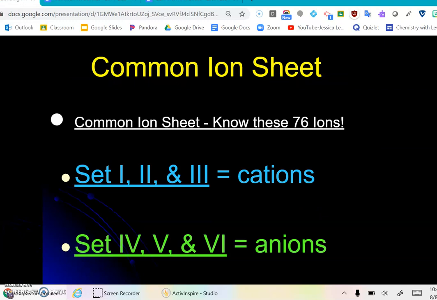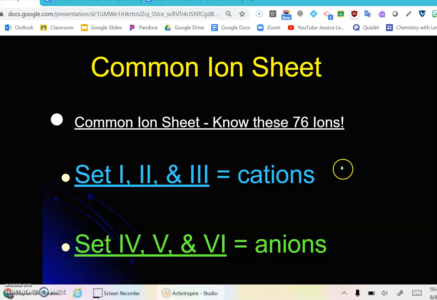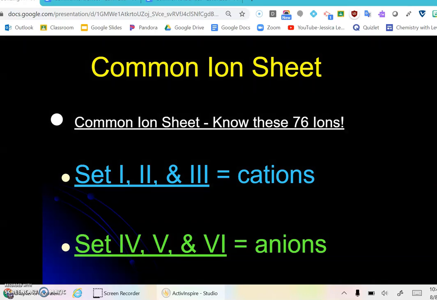All right, sets 1, 2, and 3 are the cations. Sets 4, 5, and 6 are the anions. So this is the top half and this is the bottom half. So that can help you out a little bit right there.